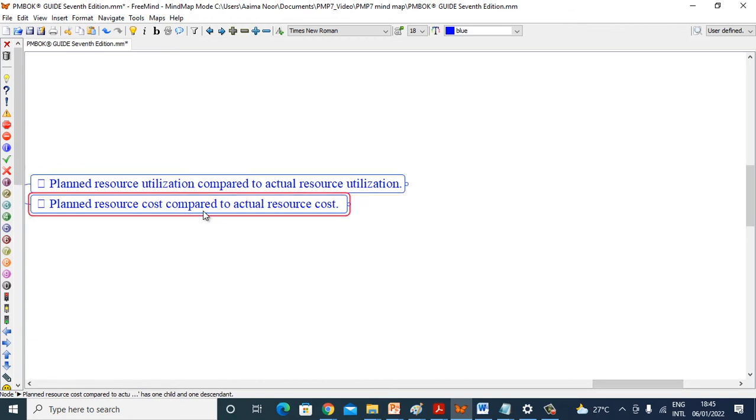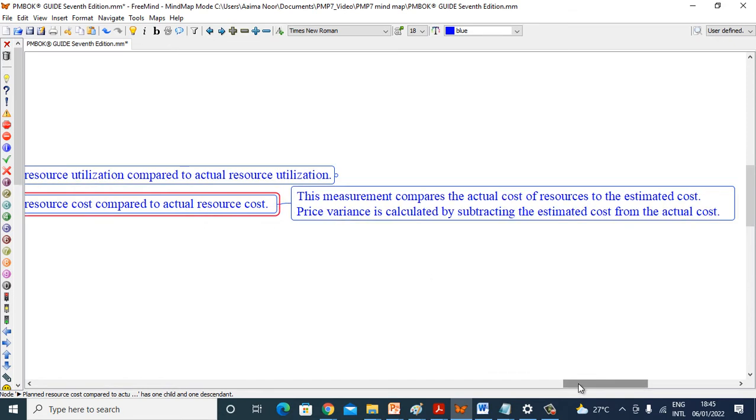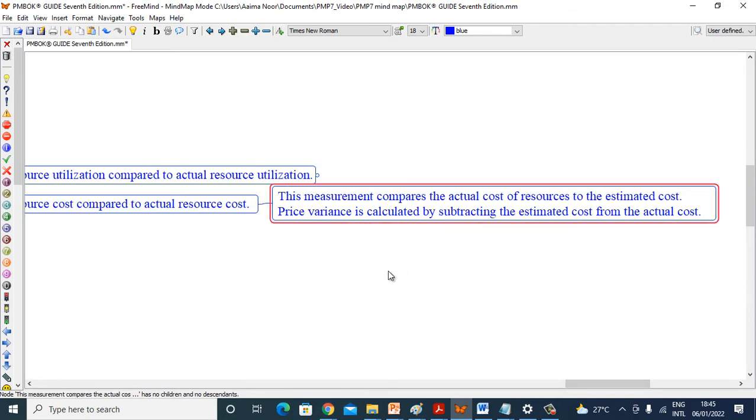Planned resource cost compared to actual resource cost. This measurement compares the actual cost of resources to the estimated cost. Price variance is calculated by subtracting the estimated cost from the actual cost.